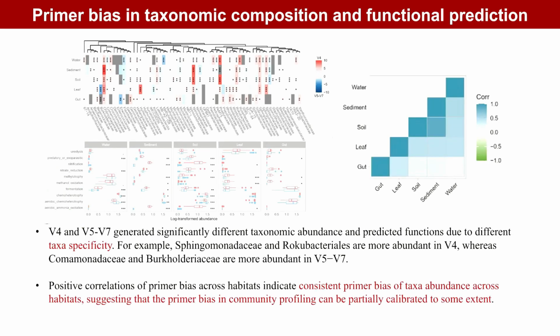We found that V4 and V5, V7 generated significantly different taxonomic abundance, as well as predicted functions, due to their difference in taxa specificity. In addition, positive correlations of primer bias across habitats indicate consistent primer bias of taxa abundance across habitats, suggesting that the primer bias in community profiling can be partially calibrated.